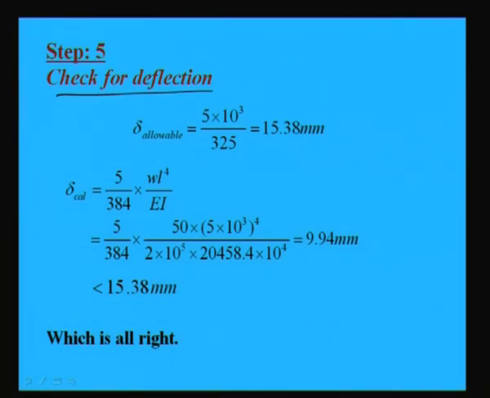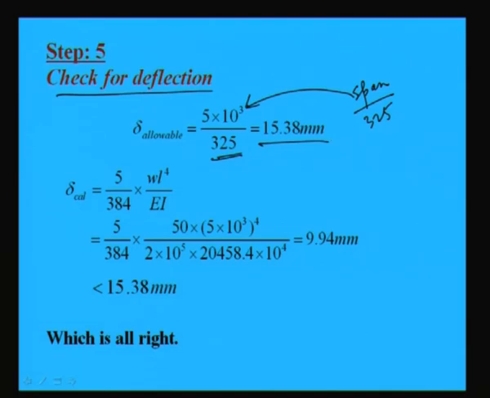First, we will find out what is the allowable deflection as per the code provisions. Allowable deflection is, we know, span by 325. Now, span is 5 meter. So, 5 into 10 cube millimeter and 325 the coefficient. So, if we divide span by 325, we will get 15.38 millimeter. This is the allowable deflection for this case.